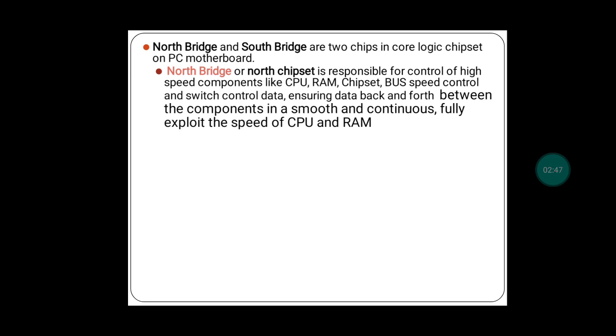Carrying in the sense you are moving data to and from here and there. When you are moving the data, you should make use of the speed of the CPU properly. How to make use of the speed of the CPU and the RAM speed properly can be done by north bridge. So basically north bridge is responsible for controlling high speed components like CPU, RAM, bus, and moving data to and fro between the components of the computer system, making use of the speed of RAM and CPU properly.